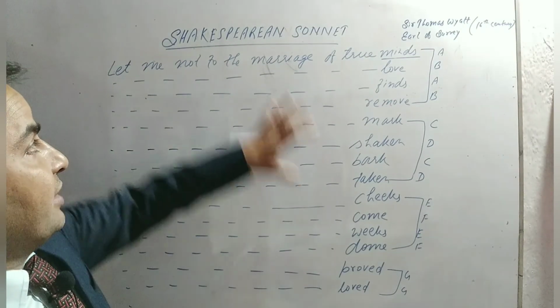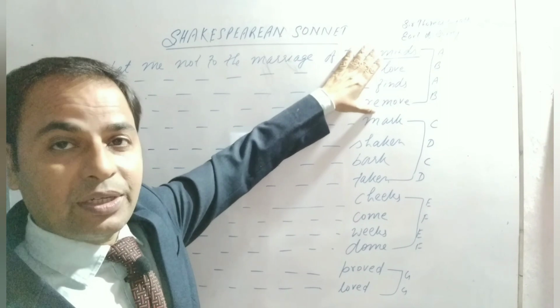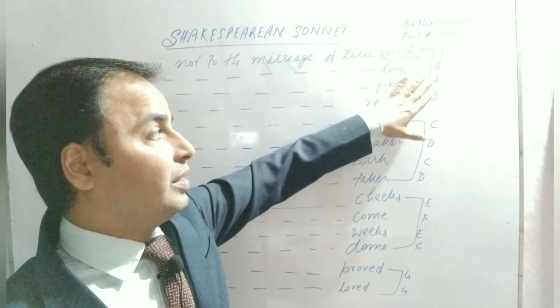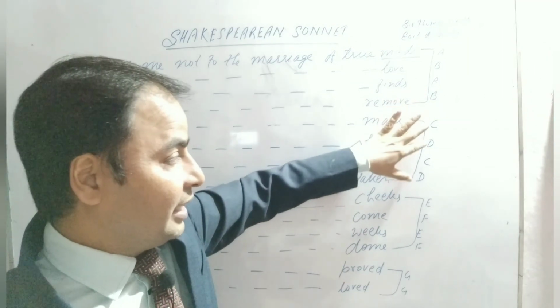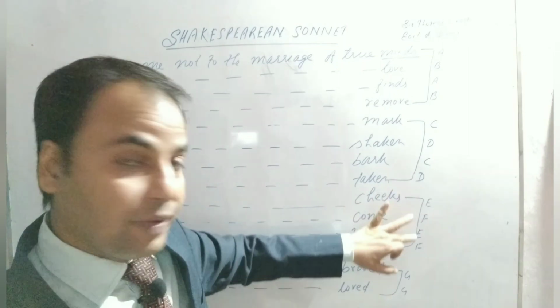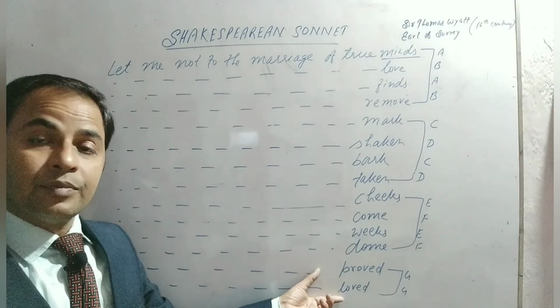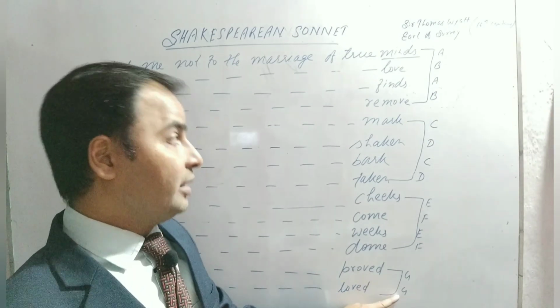Now we see that Shakespearean sonnets are divided into 4 parts. The first one is a quatrain, rhyming scheme A, B, A, B. Second is another quatrain, rhyming scheme C, D, C, D. Third is another quatrain, rhyming scheme E, F, E, F, and it is concluded by the couplet sounding G, G.